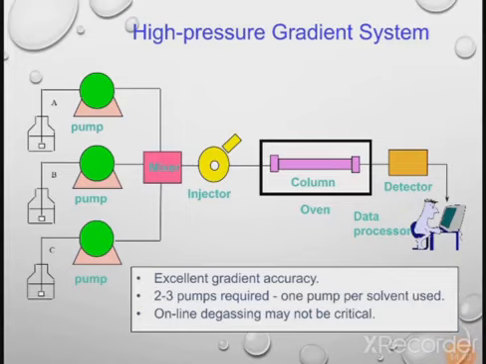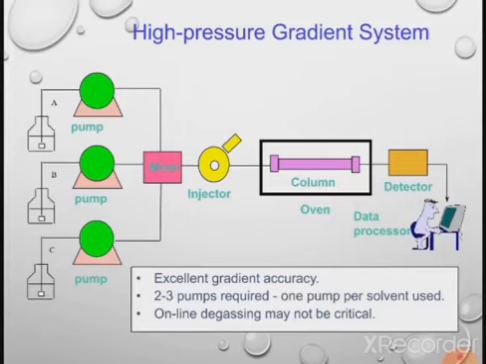As we are seeing with the isocratic and gradient systems, in the isocratic system we are using a single pump and a single reservoir. In the low pressure gradient system, we are using multiple reservoirs with a single pump, and in the high pressure gradient system we are using multiple reservoirs with multiple pumps.